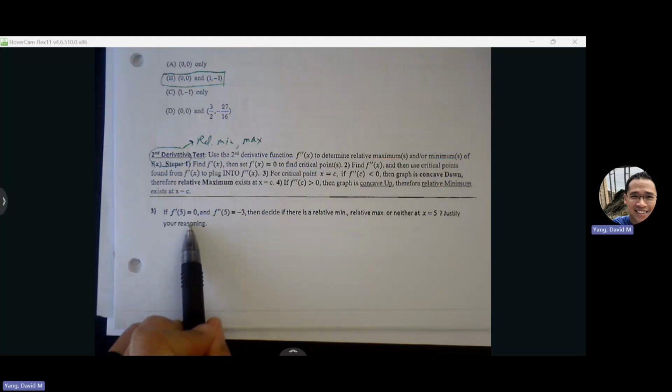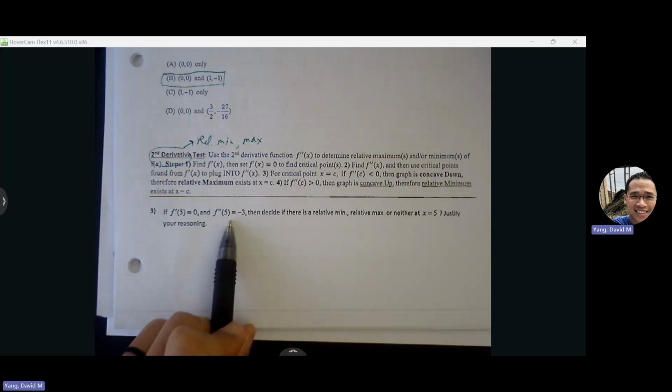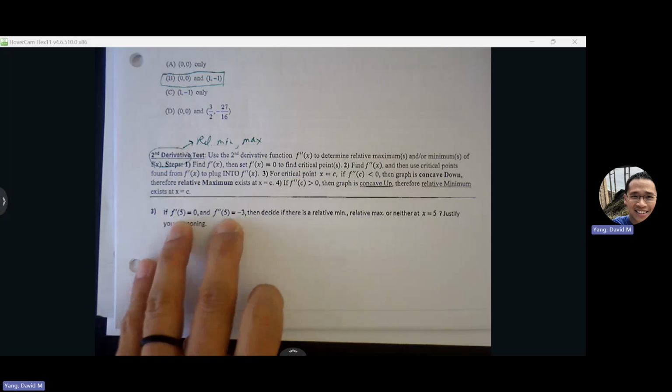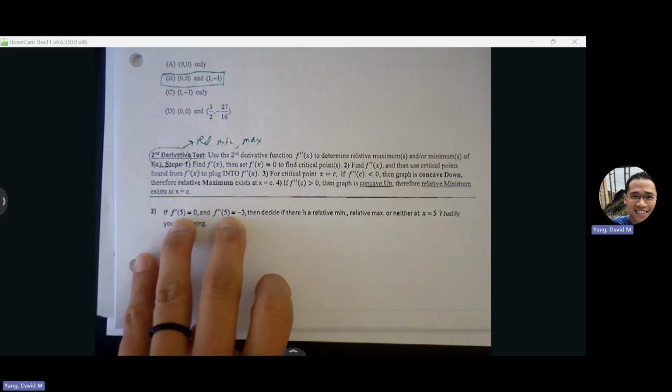So how does it work? Second derivative test is where we're using slope and concavity to help us decide what's happening at that point. Is there a relative max or a relative min? Okay. So let's look at example 3 here. It says if f prime of 5 is equal to 0 and f double prime of 5 is equal to -3, I first want to point out that these are talking about the same location on the graph, but they're giving us different information about the behavior of the graph.